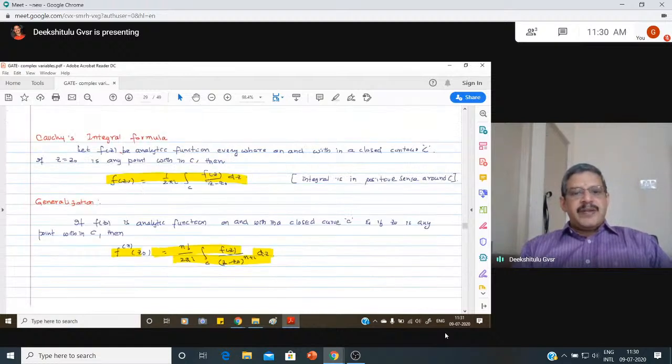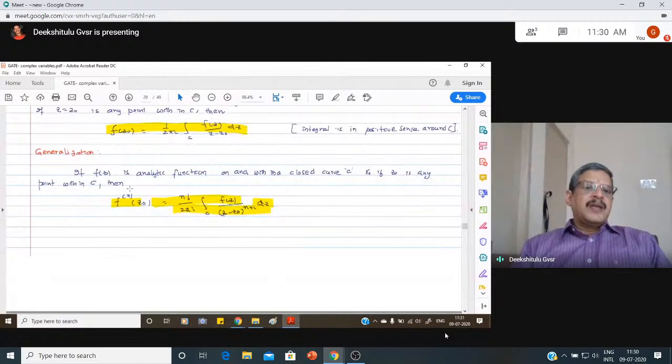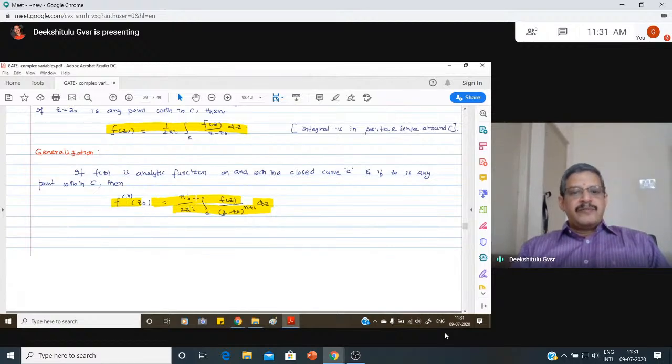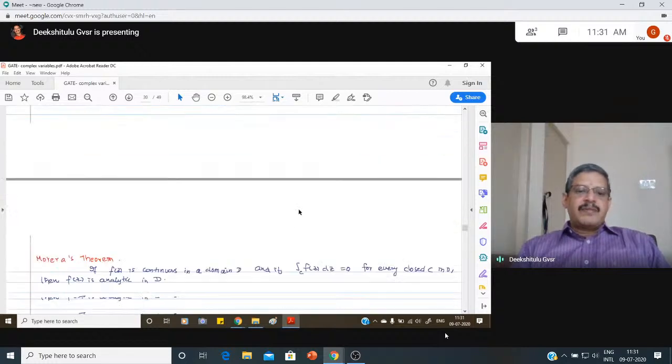Generalization: if, instead of z minus z naught, you have z minus z naught to the power square, cube, in general n plus 1, what happens? If f of z is an analytic function within and on a closed curve C, and if z naught is any point within C, then the nth derivative of f at z naught is equal to n factorial by 2 pi i into the integral over C of f of z by z minus z naught whole power n plus 1 dz. So these two are the Cauchy integral formula and its generalization. They are very important for us.